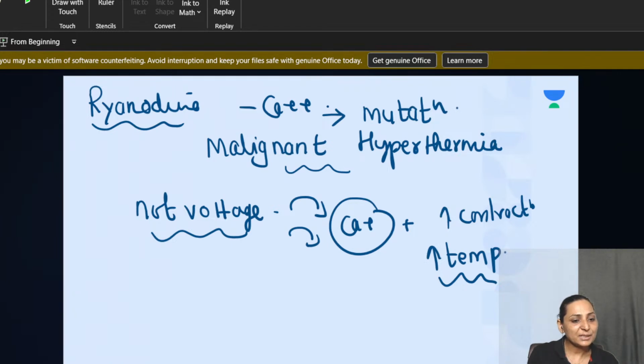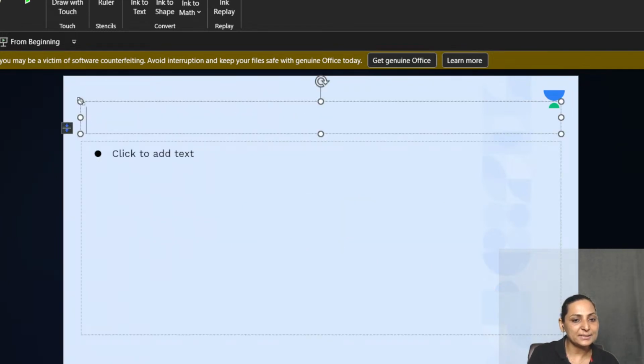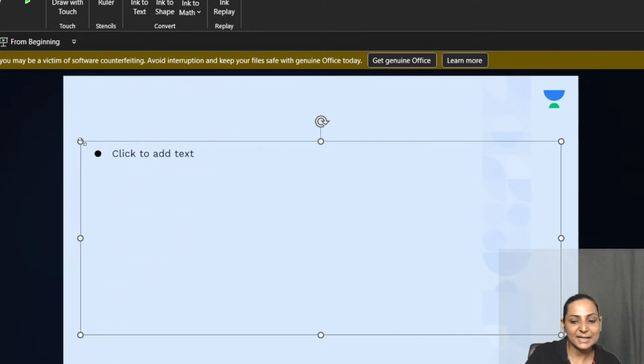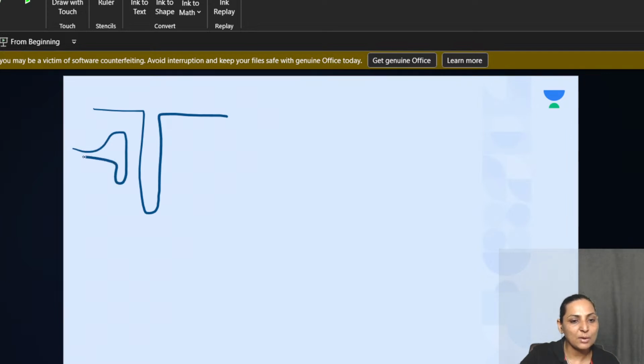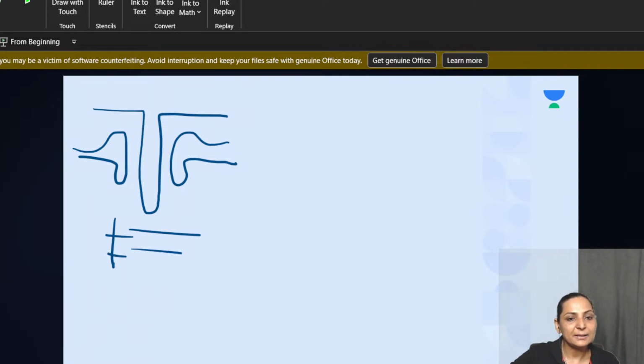Now the second important thing we need to know is the difference in the sarcotubular system of the skeletal muscle and the cardiac muscle. Look here, I'm going to draw two sarcotubular systems and you have to tell me which one is of the skeletal muscle and which one is of the cardiac muscle. This is one sarcomere and this is the sarcotubular system, and this is another one.